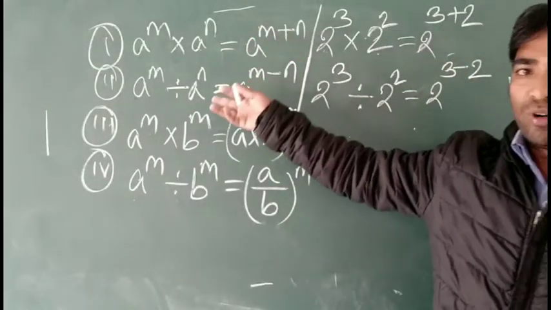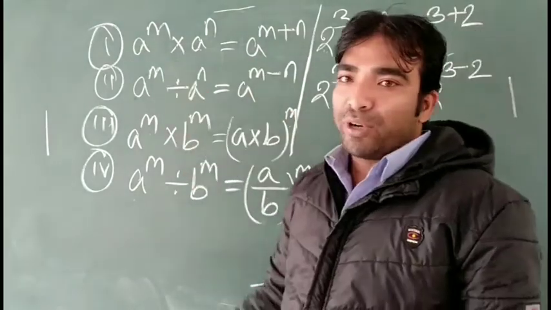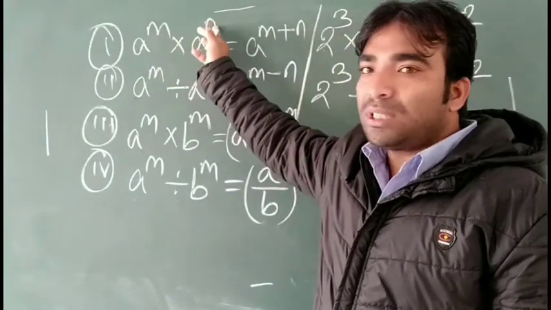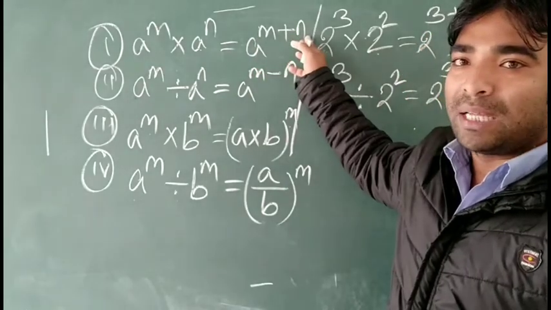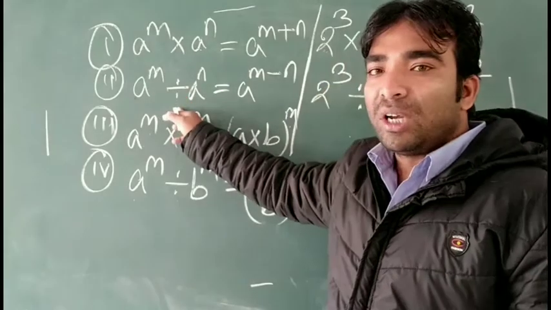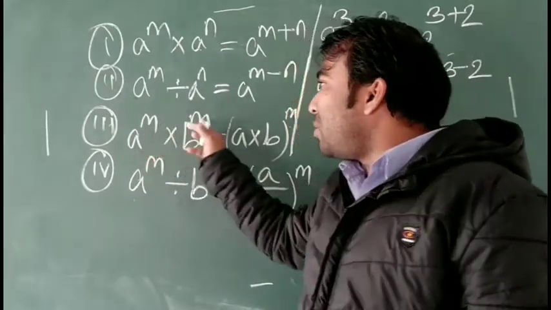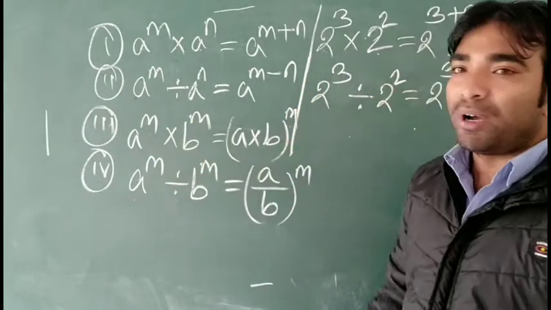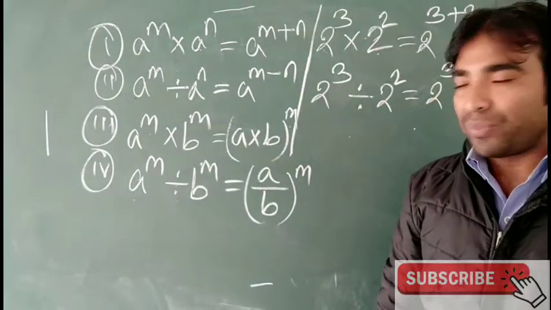So by looking at these formulas, easily we can say that in case of exponents, when the bases are the same and in between there is multiplication, the powers will be added. When the bases are the same and in between there is division, the power will be subtracted. Similarly, when the bases are not the same but the powers are the same, in between there is multiplication, a into b whole to the power m. Same in case of division, a by b whole to the power m.